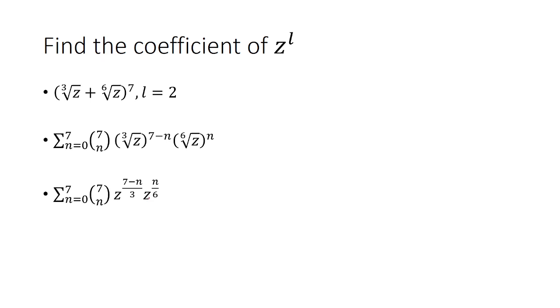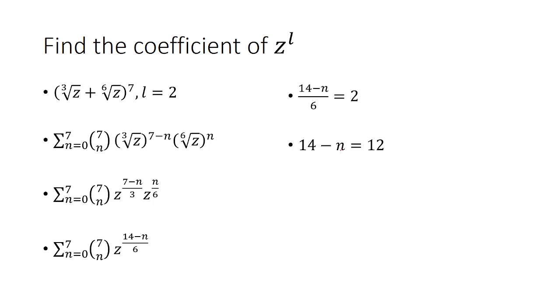Now, because they both have z as the base, we're going to add the exponents. So 7 minus n over 3 plus n over 6 is 14 minus n over 6. Now we're interested in when the exponent is equal to 2, because we want the coefficient of z squared. So we set 14 minus n over 6 equal to 2 and get that n is equal to 2. In order to get the coefficient, we plug n equals 2 into 7 choose n, and we get 21 as our final answer.